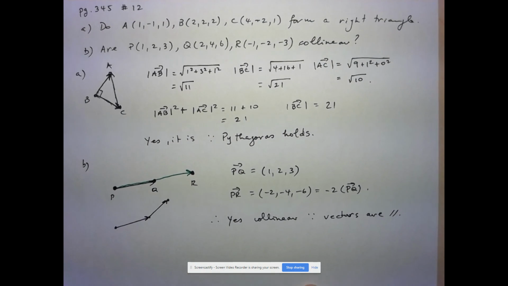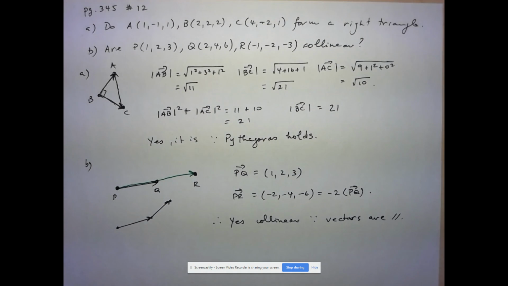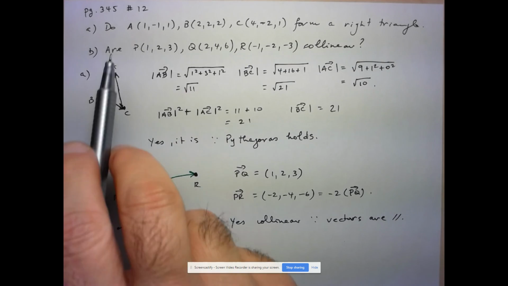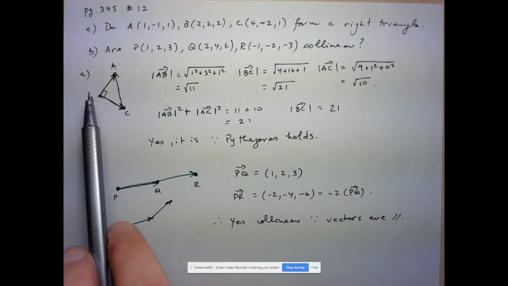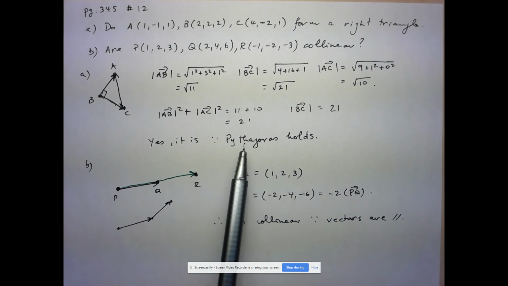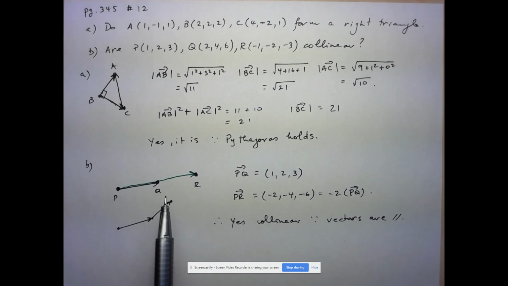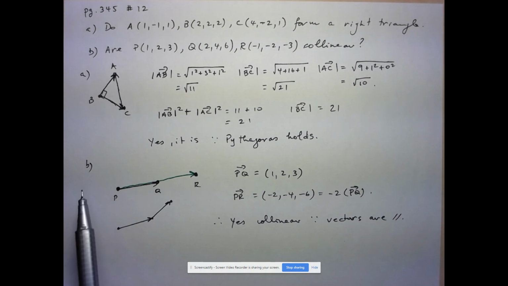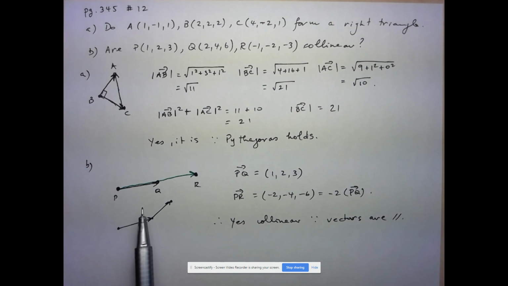All right, there you have it. In this case, we actually didn't have to do a lot of calculations. In part A, we were able to find the side lengths of the three sides of the triangle and show that they satisfy Pythagoras, so it had to be a right angle triangle. And then in part B, we just created two vectors with the 3 points and showed that they were parallel. Hence, the 3 points had to be collinear. That's it for this one.